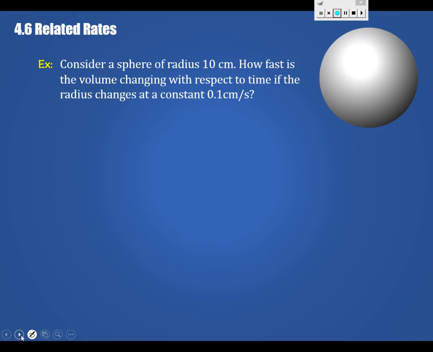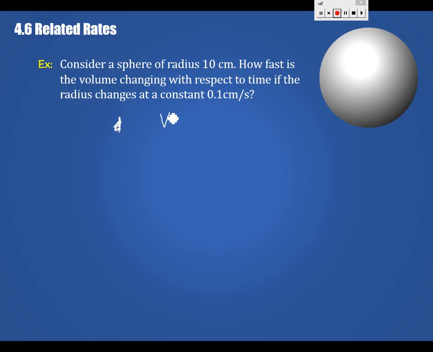I've got a sphere of radius 10 centimeters. And my question is, how fast is the volume changing with respect to time if the radius changes at a constant rate of 0.1 centimeters per second? Doesn't that feel like the warm-up a little bit? Except for the time piece, it does kind of feel a little bit like the warm-up.